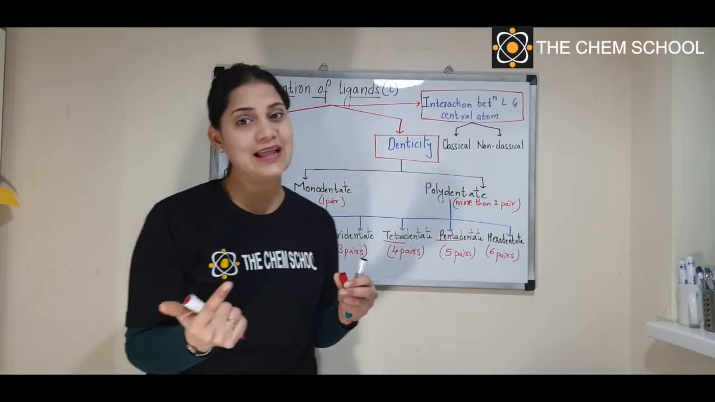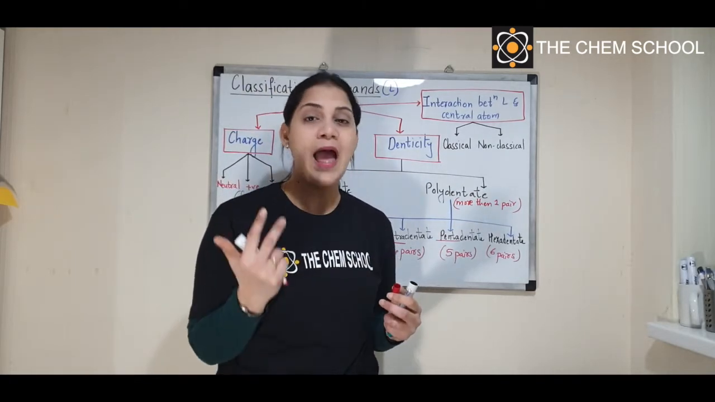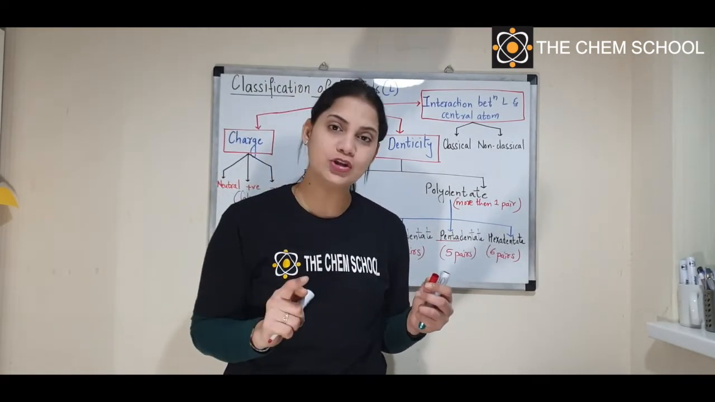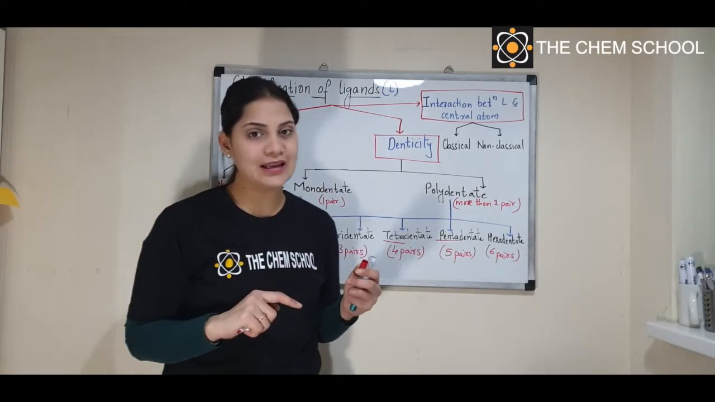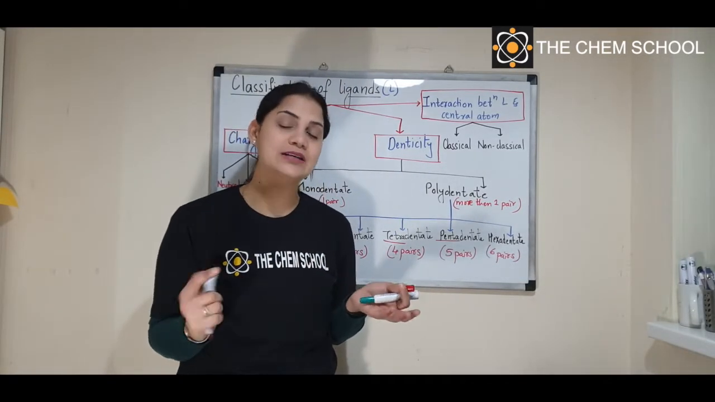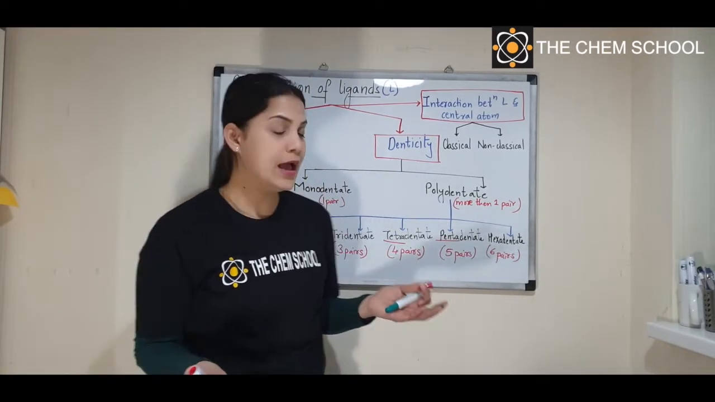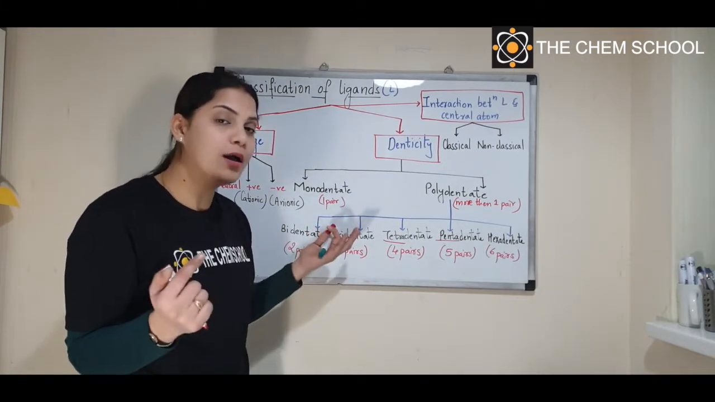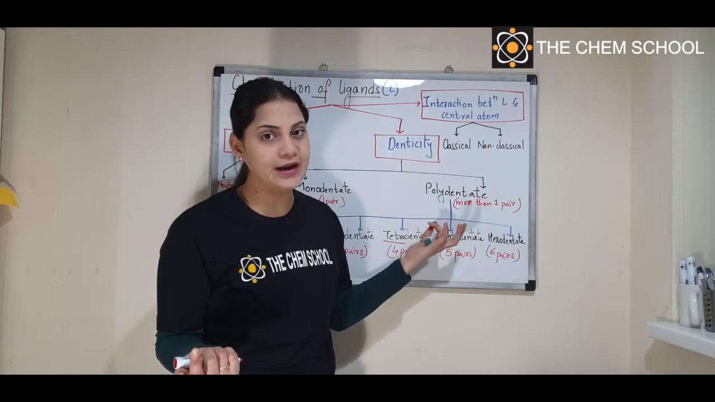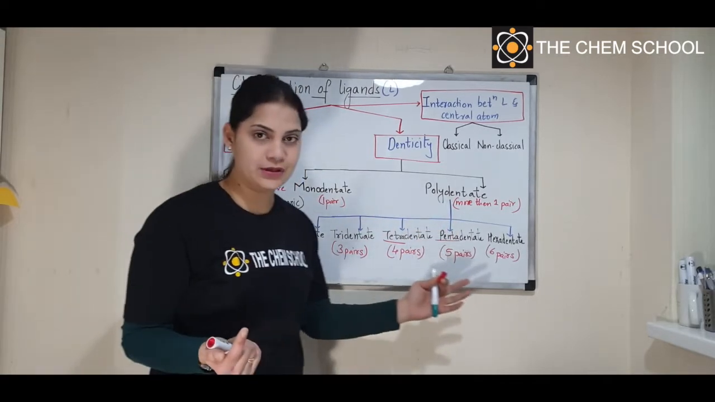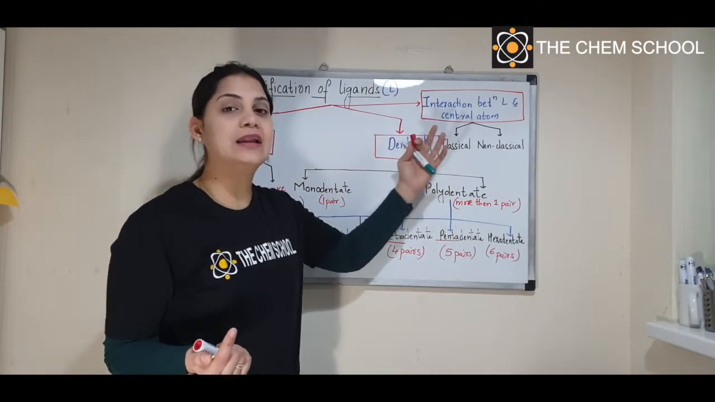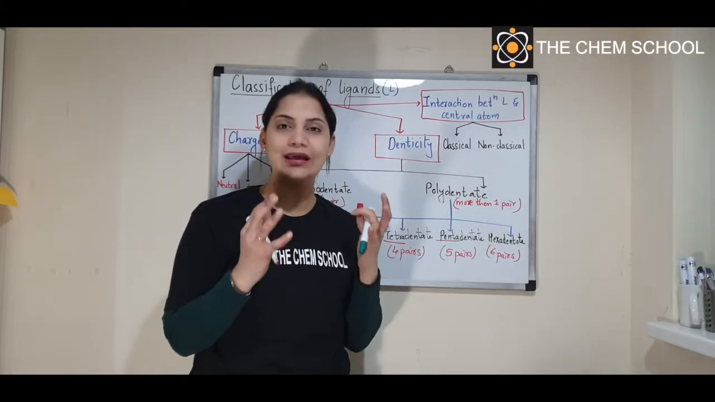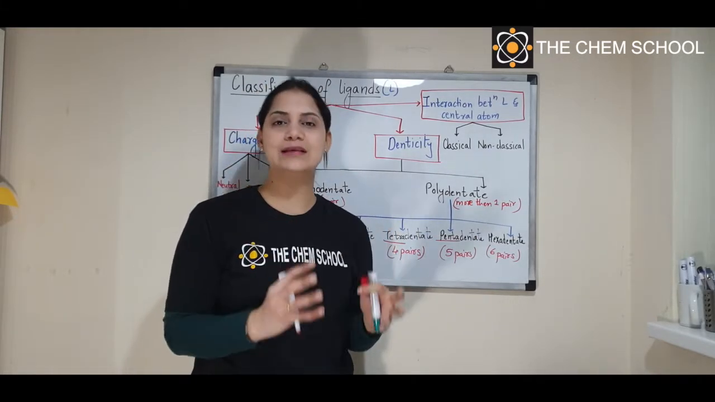Based on denticity, that is how many pairs of electrons they are donating, and based on the interaction between the ligand and the central metal atom. Based on charge, you will have positively charged ligands, which are cationic, negatively charged, that is anionic, or neutral. Based on denticity, you can have one pair donor, that is monodentate ligand, or multiple pair donor, that is polydentate ligand, and these are the types. And in the last one you will have classical and non-classical ligands. So let's talk about each of them in detail with a few examples.